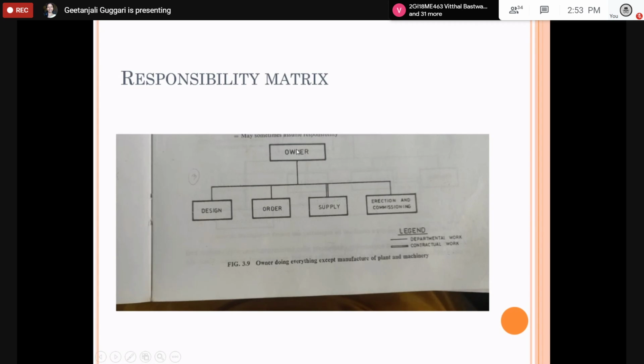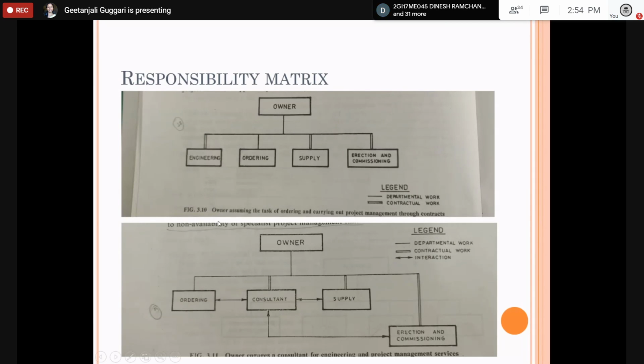So here you have the owner, design, order, supply, erection, commissioning. These sections, design, order, erection and commissioning, are taken care of by the owner itself, but the supply is given to the contractor. So that is the contractual work among the work you have. This is one example which shows, with the help of a flow diagram, where the contractor is involved in your project.